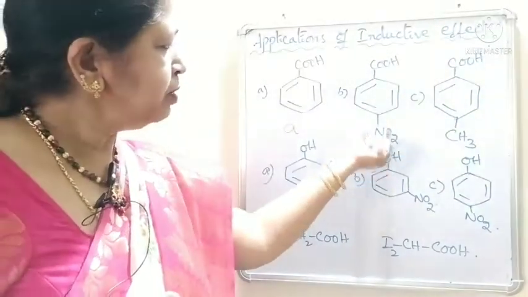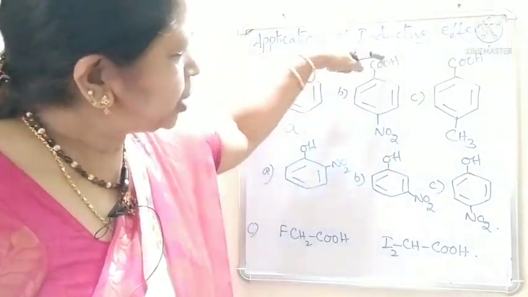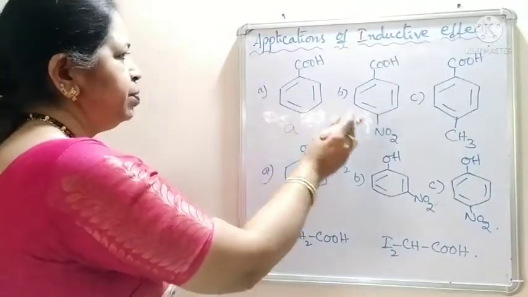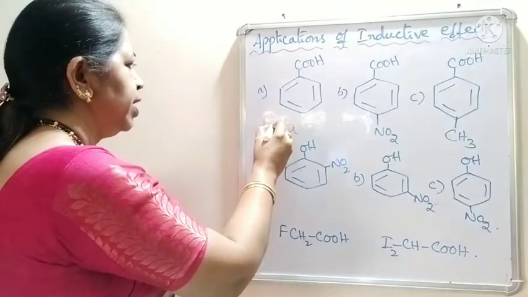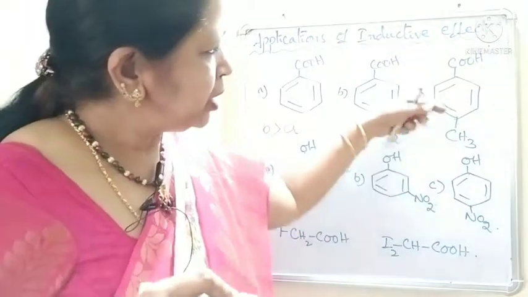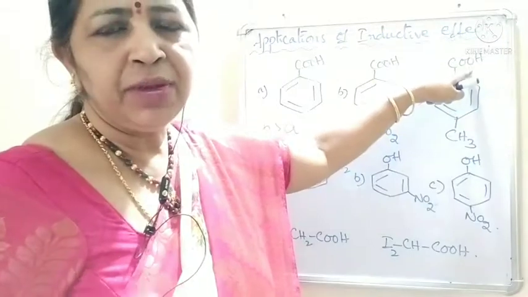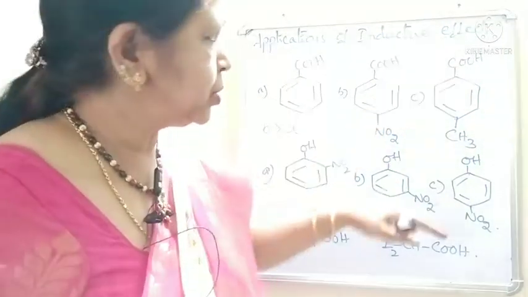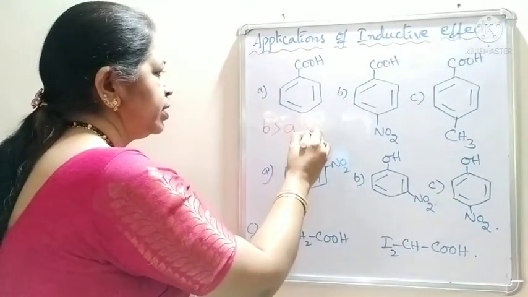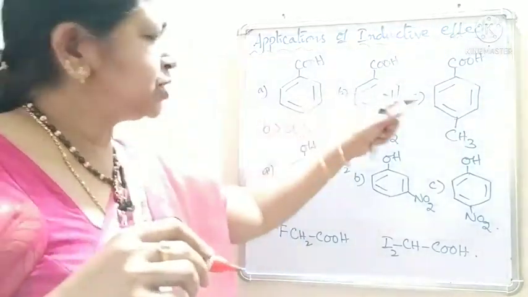This nitro group withdraws all the electron density towards itself, so that the elimination of this proton is easier. Therefore, B is a stronger acid than A, and as this methyl group is an electron releasing group, it increases the electron density on the benzoate ion. So, the ease of removal of the proton is less in this case. So, C is less acidic. B greater than A greater than C. This is the order of acidic strength of these three structures.